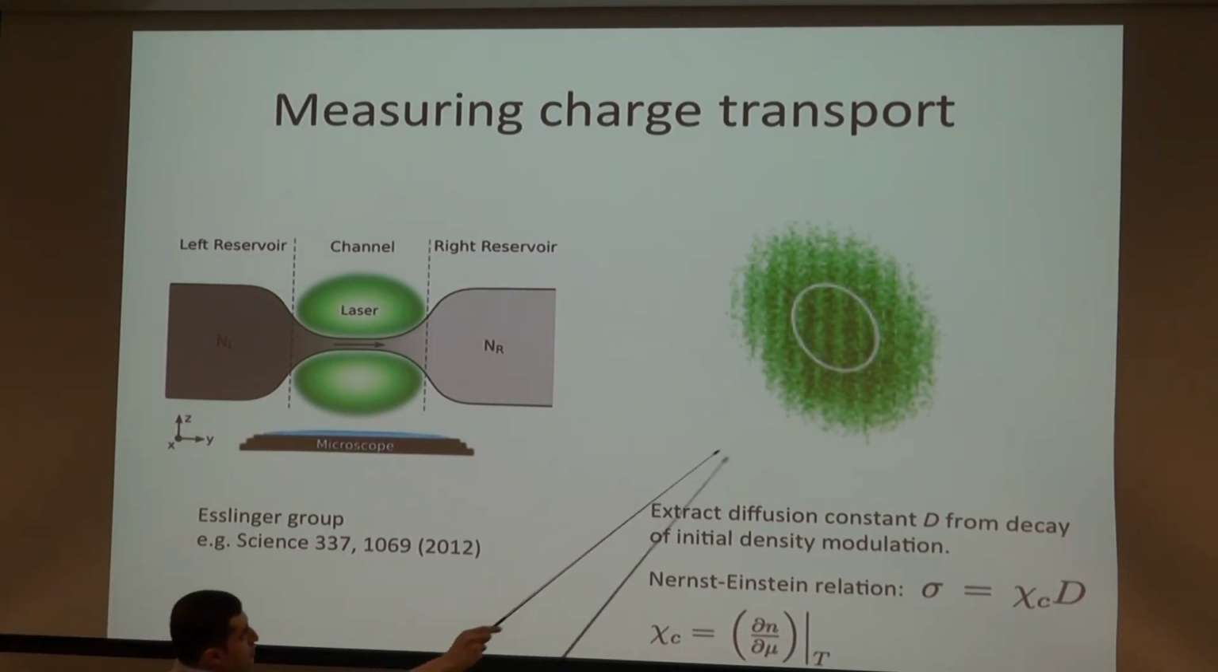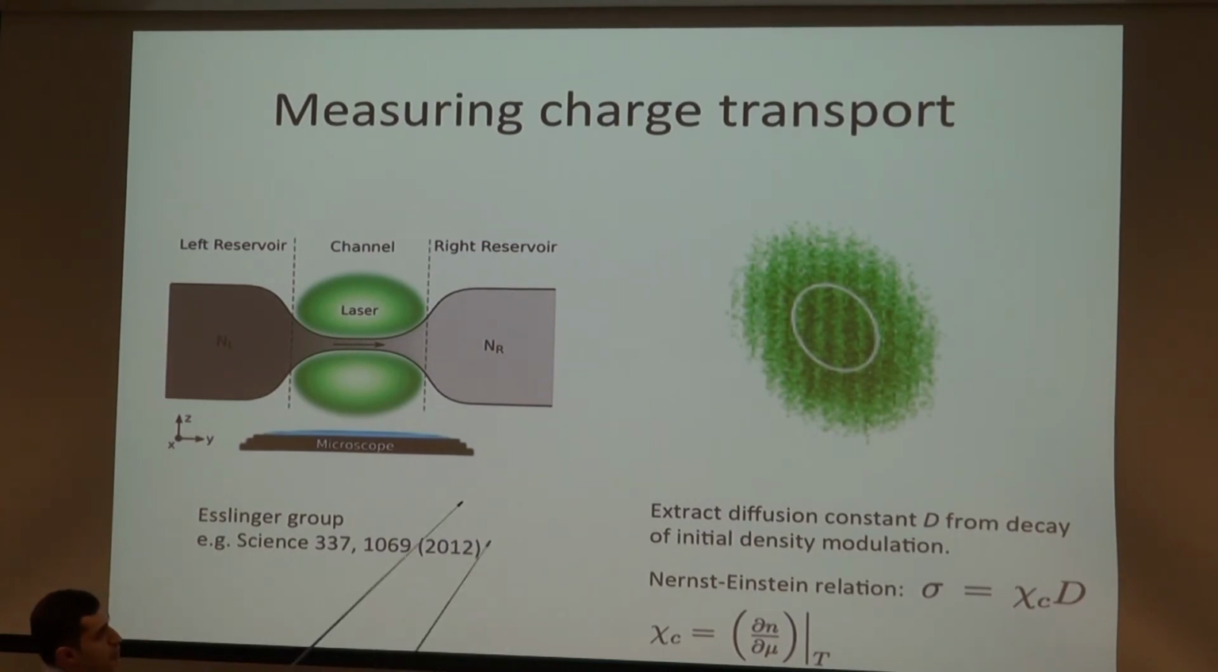We have our cloud, and we put a modulation of the density on it. We looked at how this initial density modulation decays with time if we snap off the potential that's creating it. From that, we can extract a diffusion constant, and relate it to a resistivity or a conductivity through a Nernst-Einstein relationship. The Nernst-Einstein relationship tells us simply that the conductivity is the charge susceptibility, or the compressibility, times the diffusion constant.